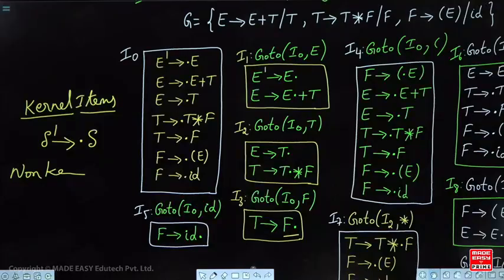So what does the dot mean? It tells you that after the dot, whatever the symbol is, that is the shift symbol. Here the dot is used to indicate the shift symbol. So I repeat, kernel items: it is a collection of the items S' derives dot S and all the items whose dots are not at the leftmost end of the right hand side of the production.